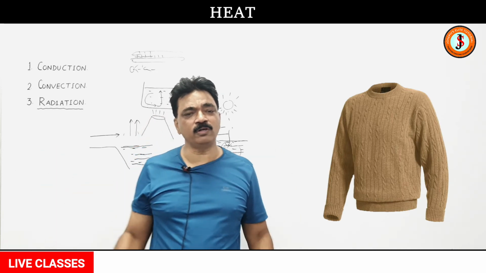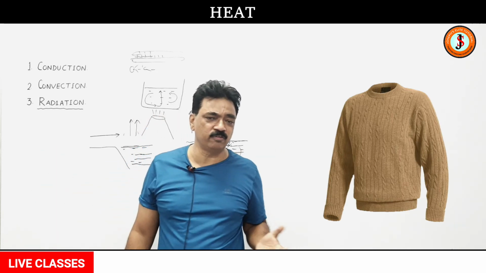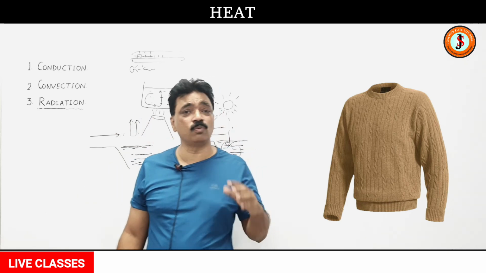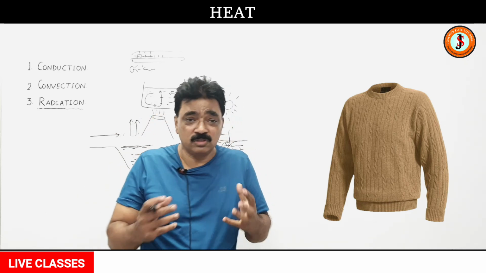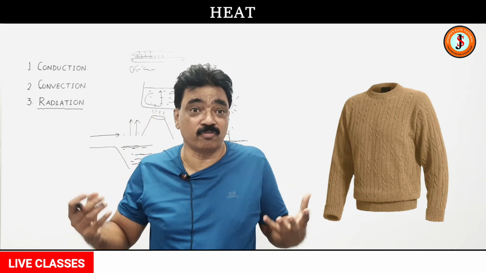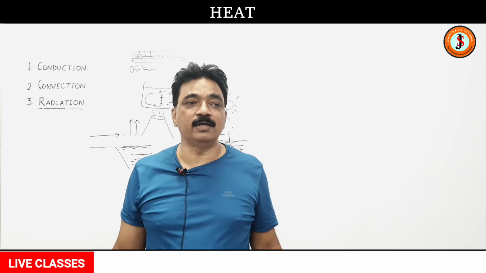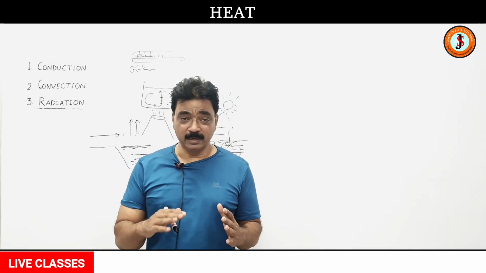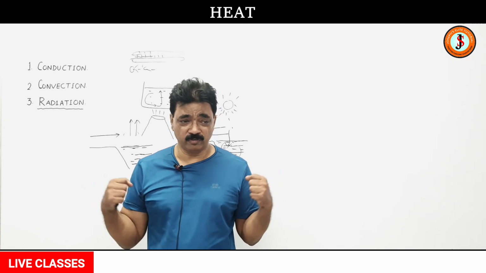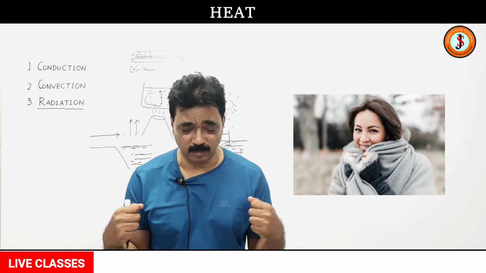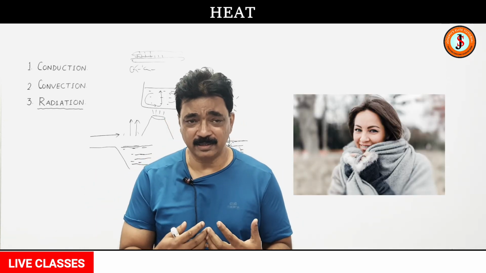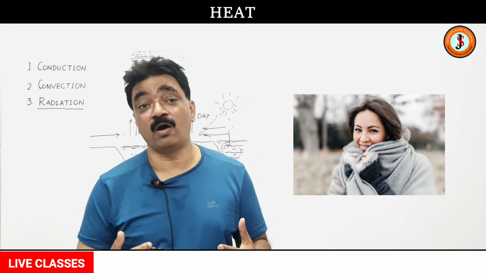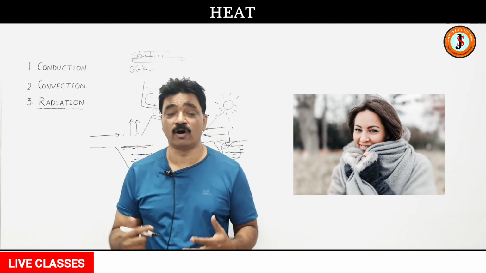Also woolen clothes. What is wool? Wool itself is a poorer conductor of heat, and it also contains small, microscopic air pockets. Wool is fluffy. It contains a lot of air pores and air inside it, making it a poorer conductor of heat. Therefore, when you wear woolen clothes, your body is actually radiating heat, but the woolen clothes do not allow the heat to escape, and you feel warm.